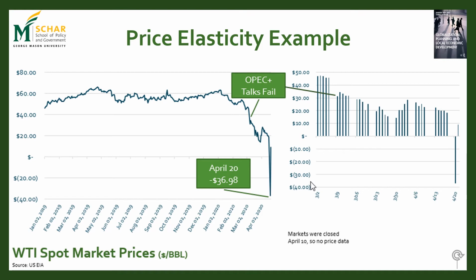On April 20th, we had an unprecedented event, with West Texas Intermediate crude oil prices at the Cushing, Oklahoma storage facility dropping into negative territories. Traders paid buyers almost $37 per barrel to take the oil off their hands. That's an extreme example of price elasticity working.